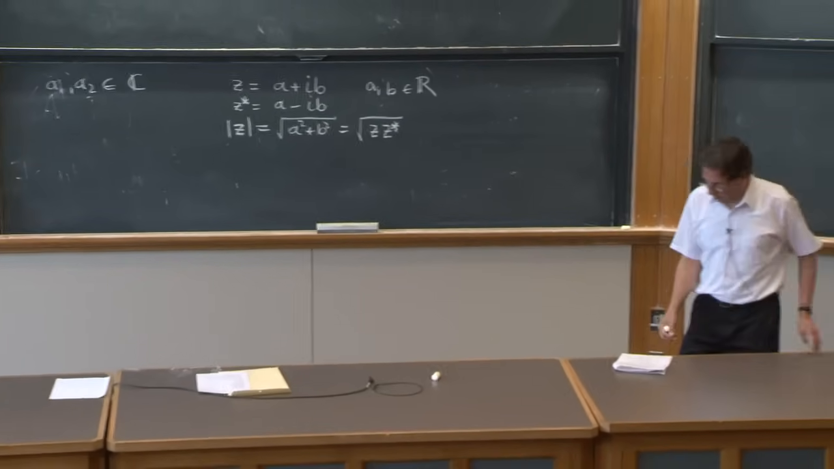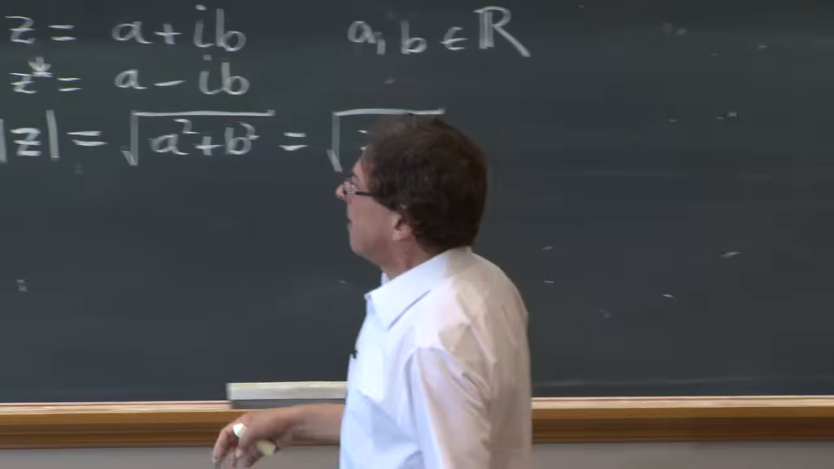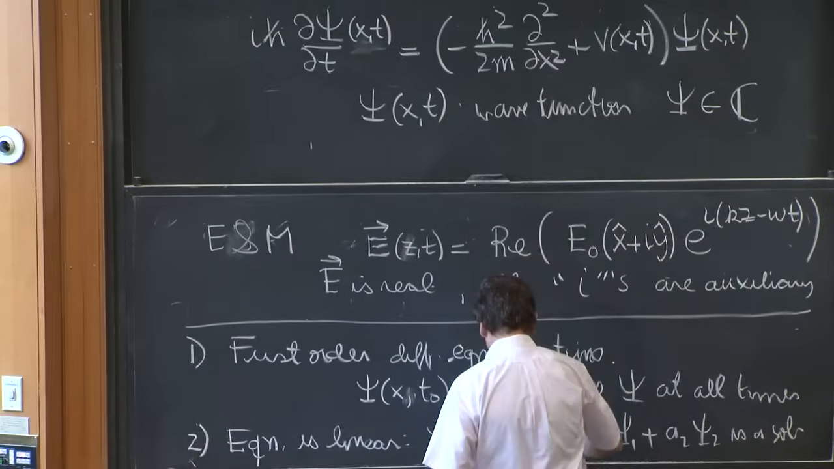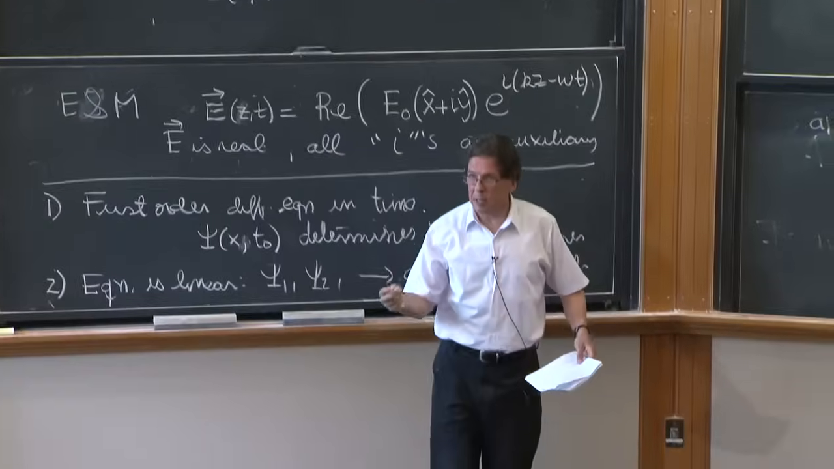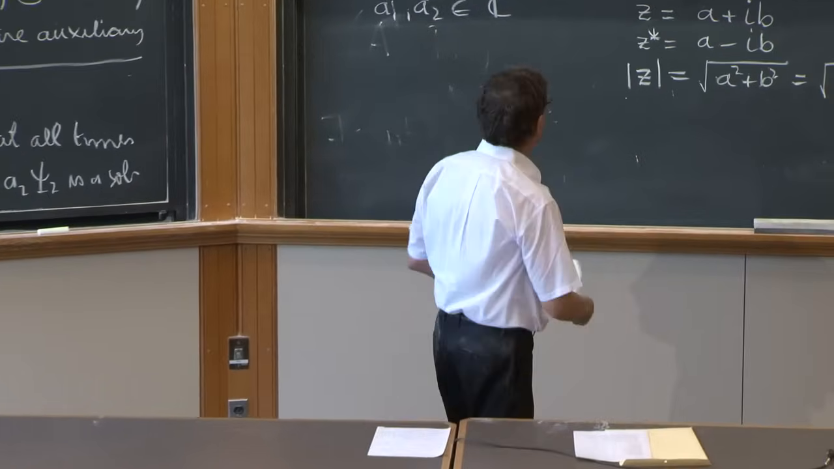So that's for your complex numbers. The property that makes this into a physical theory and goes beyond math is the interpretation of the wave function as a probability. So what do we construct?